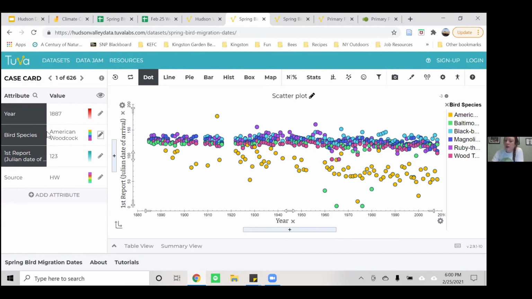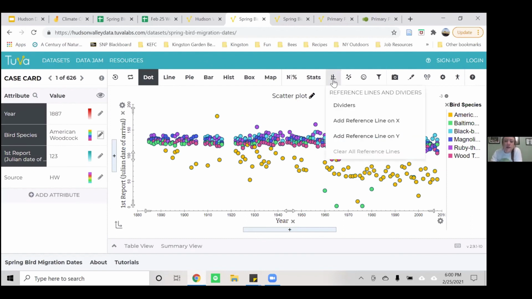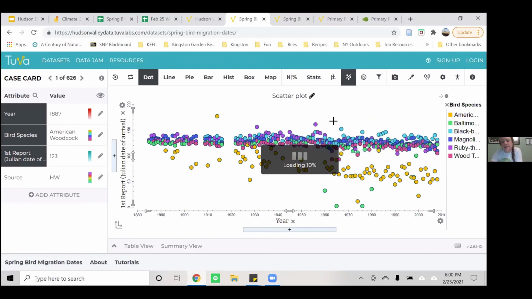So now I have all my birds together, which is what I wanted in that Google Sheet, but we couldn't get it with the way it was set up. And I know Cindy's going to want a trend line. So what I can do in Tuva is go to this line looking thing up here, and I'm going to add a least squares line. For whatever reason, that's what they call their trend line. And you tell me, is this the line that we want?